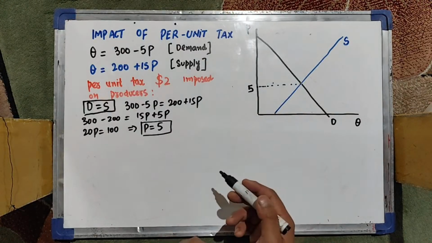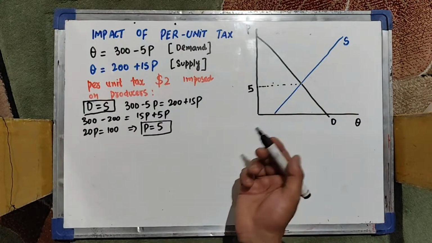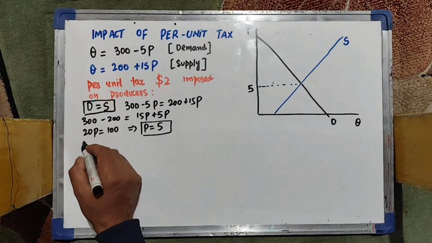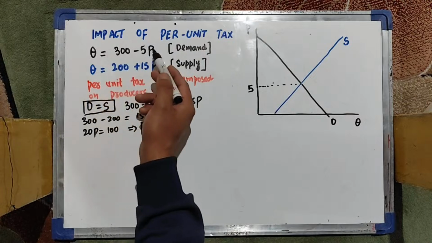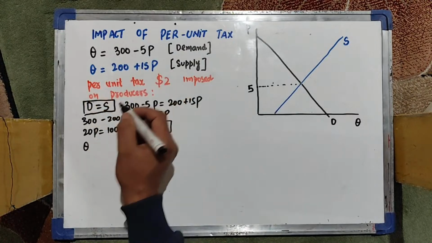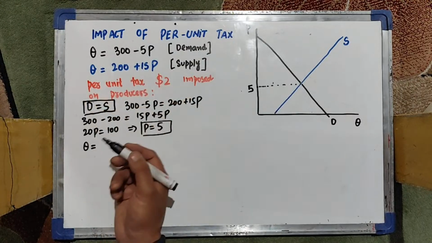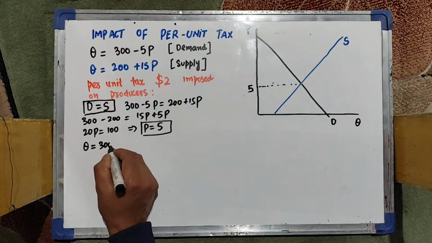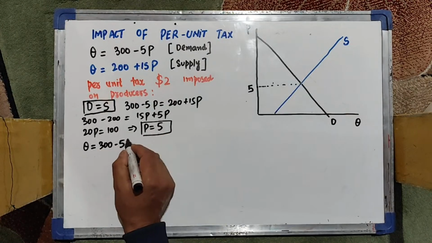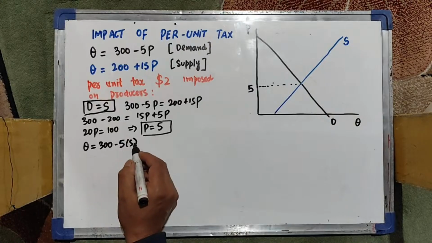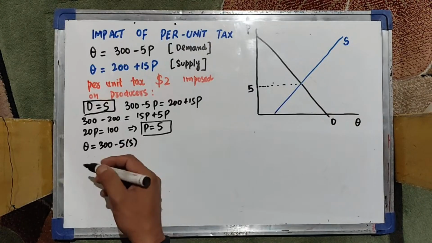And what is the quantity demanded and supplied at that very price? So plug p is equal to 5 either in demand or supply function. Let's plug it into the demand function. So initial quantity demanded will be equal to 300 minus 5 times the equilibrium price, which is 5. So 300 minus 25 is 275.